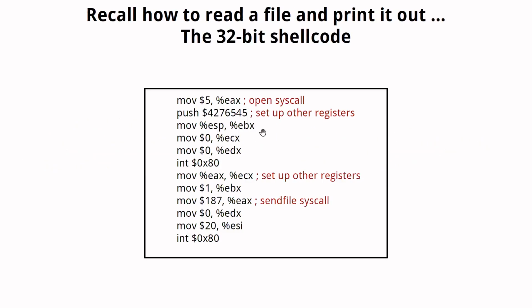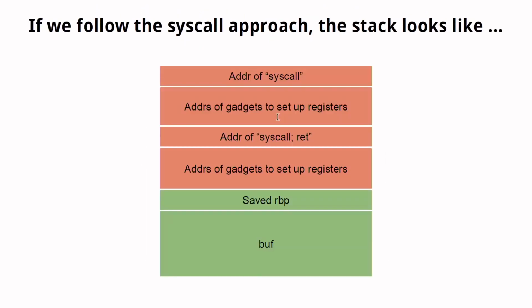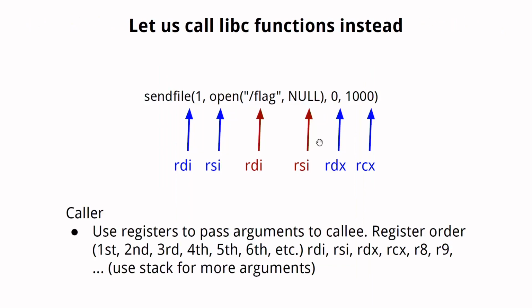However, like I said, we are not directly using the system call gadgets because we cannot find those gadgets. So instead, we are going to call the 64-bit C library function instead. So where do we put all the values in the registers?